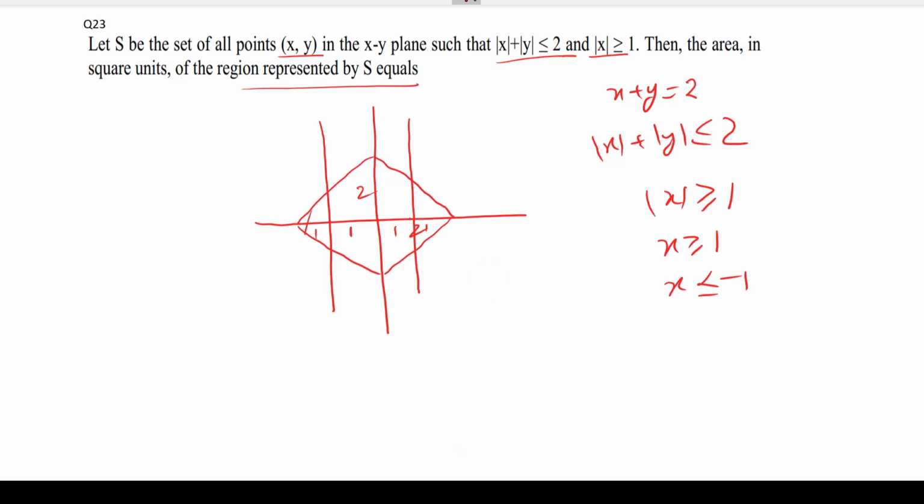So we need to find the area of this region. So this is 1 and this is (1, 1), this is 2, and this will be half of it, this will be 2. So the area of this triangle will be half base into height, which equals 1, and this triangle is also similar to this triangle. So the total area, 1 plus 1, will be 2. 2 will be the answer.